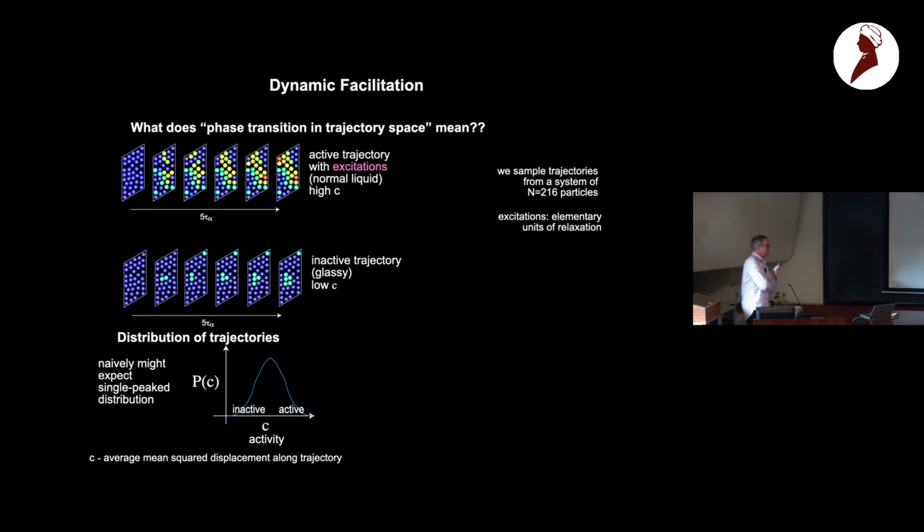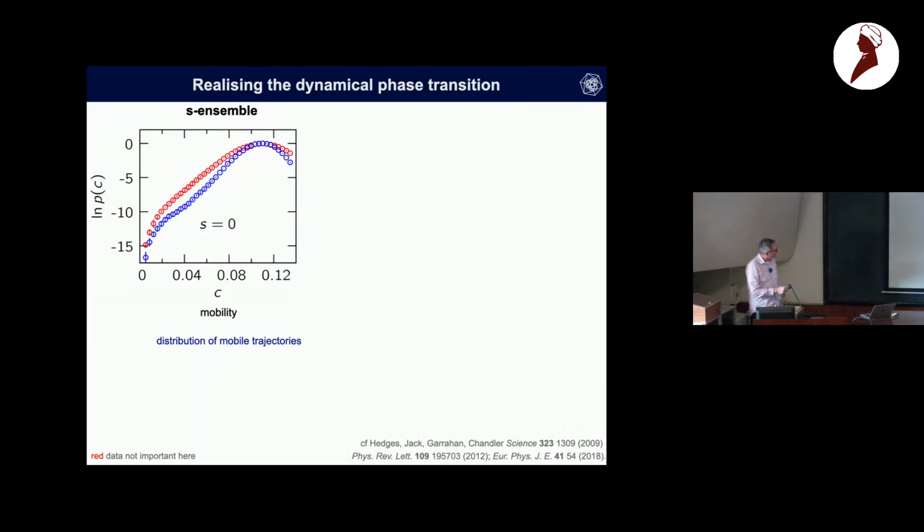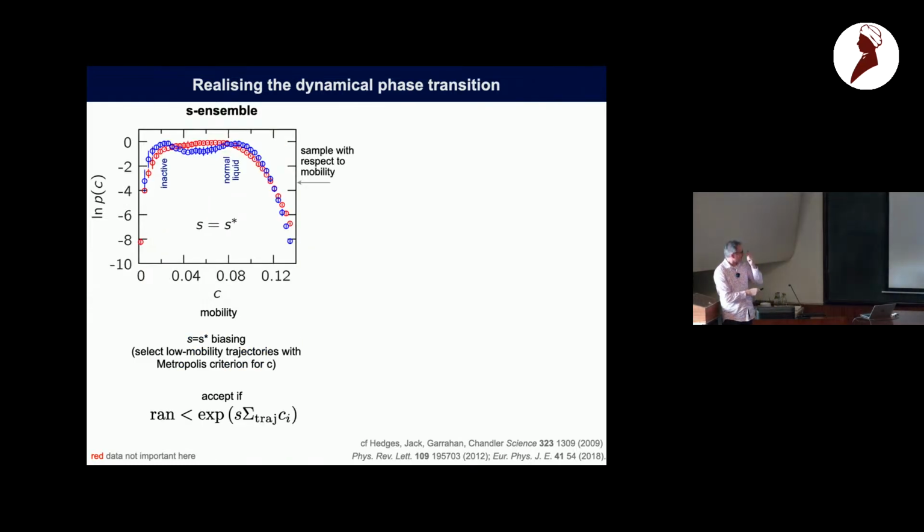What's interesting in the theory is that there is supposed to be, under a dynamical field, a phase separation into an inactive phase and an active phase. This was shown to be the case by the Berkeley group in this paper here, and what matters is the shoulder here. And when the field is applied, then you get an inactive phase and a normal liquid, and they are coexisting, and you can demonstrate that it's a dynamical phase transition.